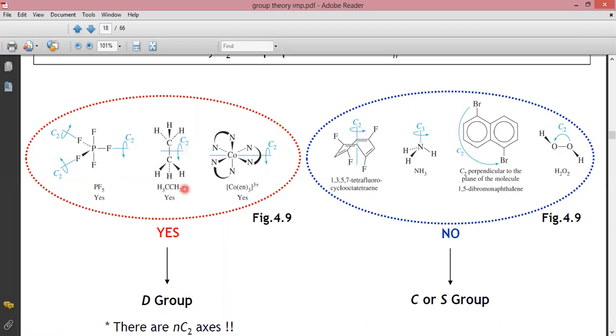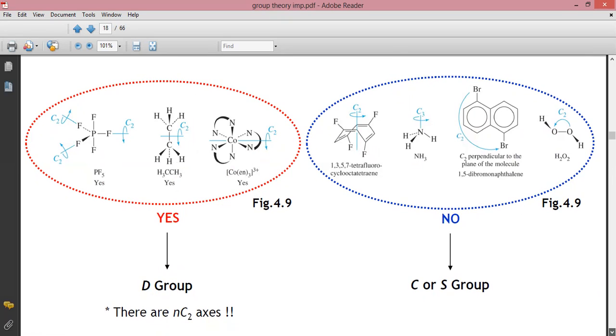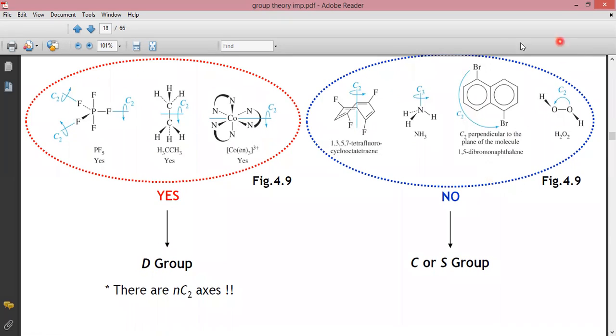Similarly, in case of CH3 and Co(en)3 3+, it also has a D point group. In these molecules, they don't have any subsidiary axis present. This molecule has a subsidiary axis present. That is why we call this the D point group. But these molecules do not have any subsidiary axis present. That is why we call them the C point group. Either C2, either C3, either C2 or this C2. Okay.